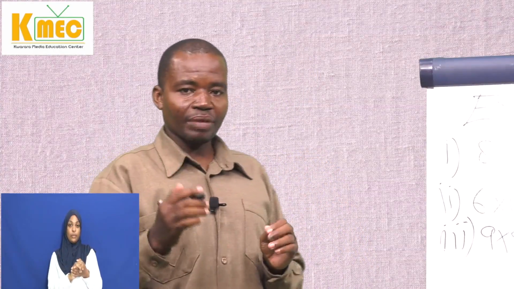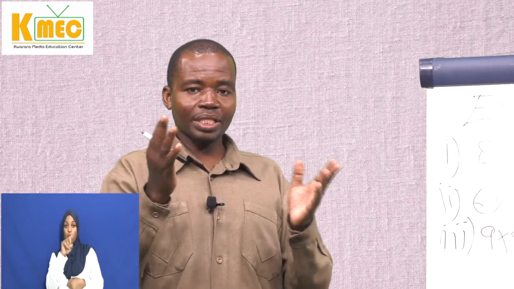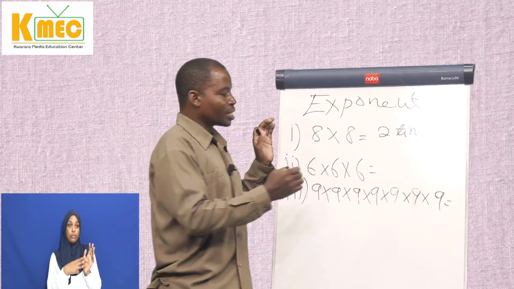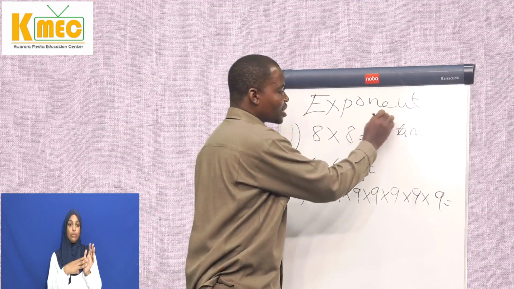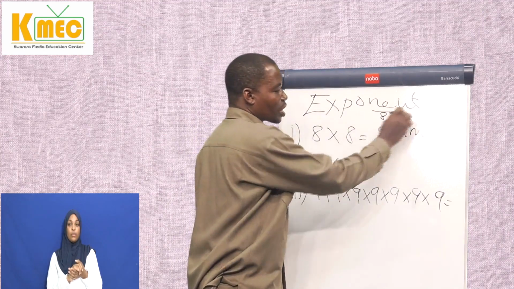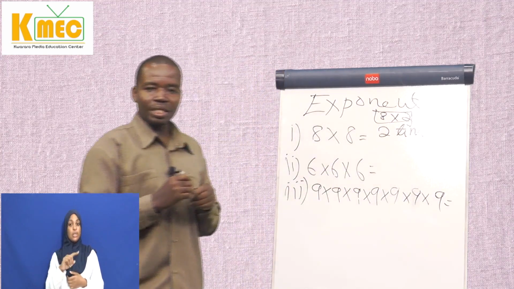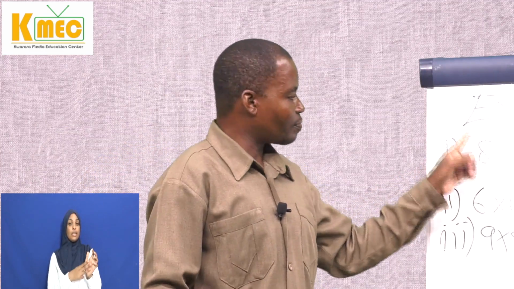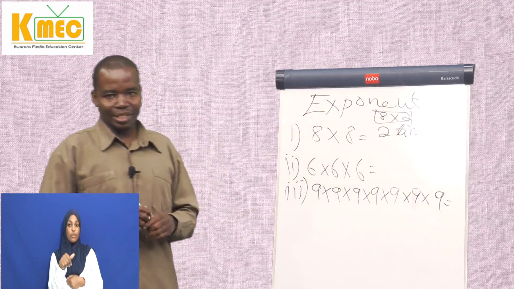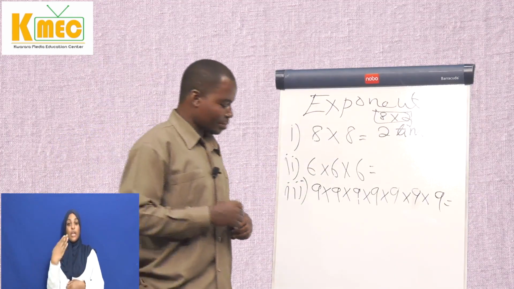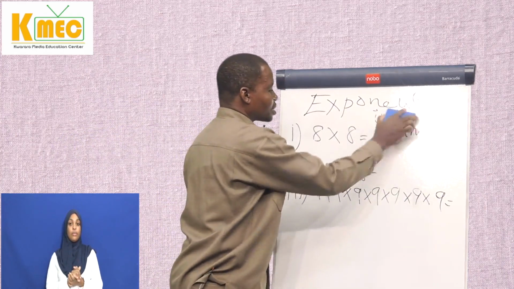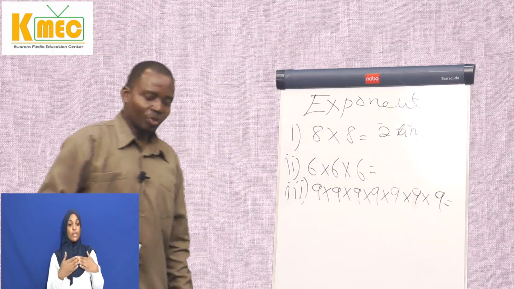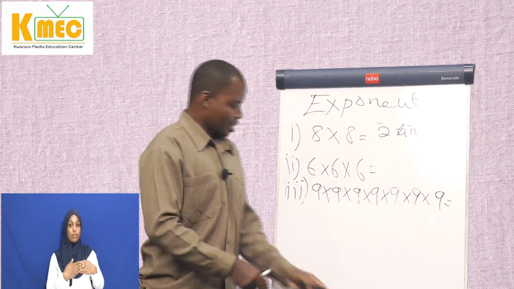The common mistake here: when we say 8 multiplies 2 times, most pupils think that it is 8 times 2. So this is not right. What we are saying here is 8 multiplies itself 2 times. We have the first 8 times the second 8. That is a very, very important point. So my dear pupil, you have to avoid those mistakes.